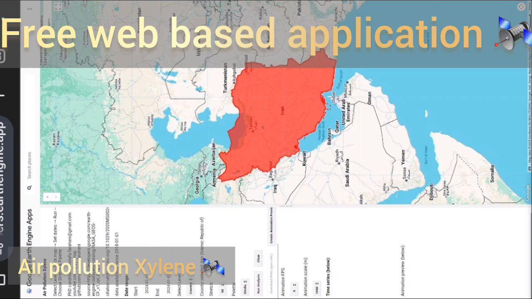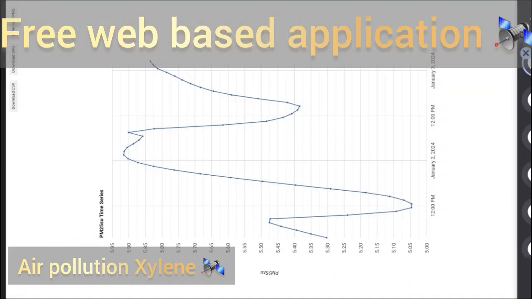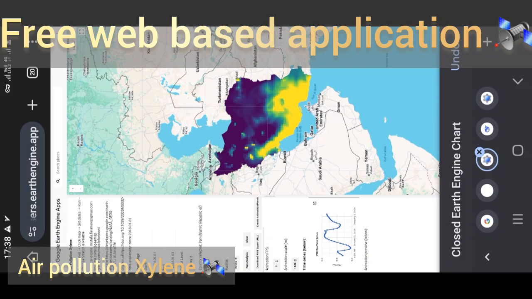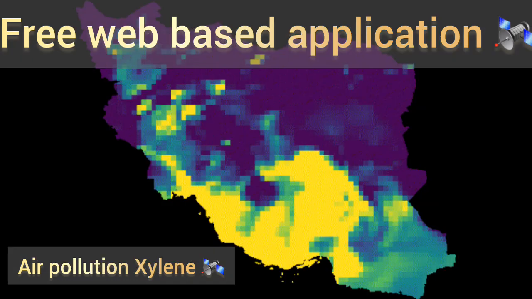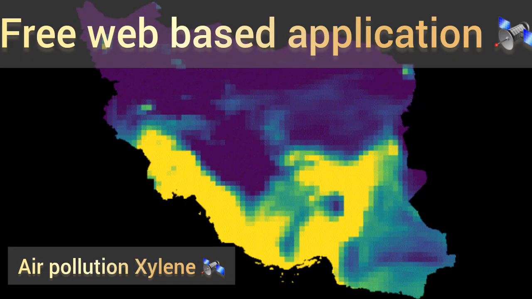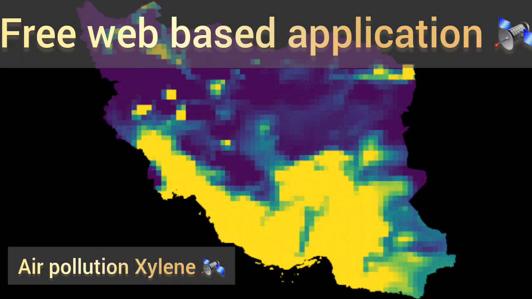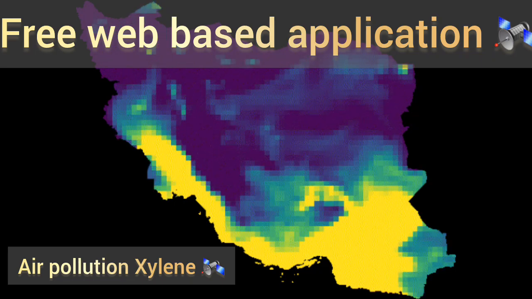This application exports data as a chart, CSV file, map in the format GIF, animation in the format GIF, and a lot of other exports. You can see it.